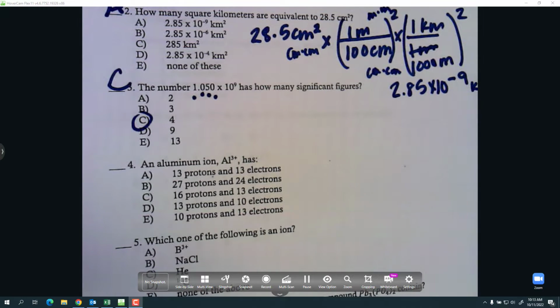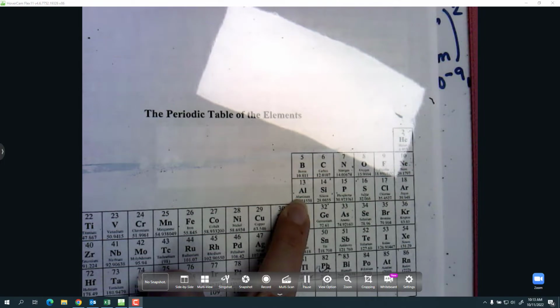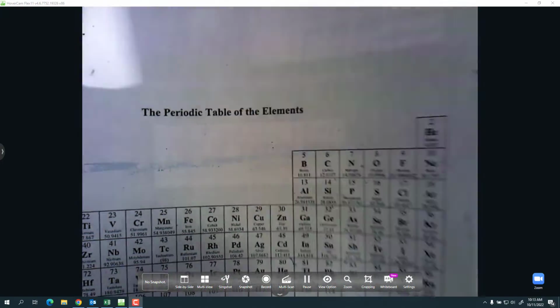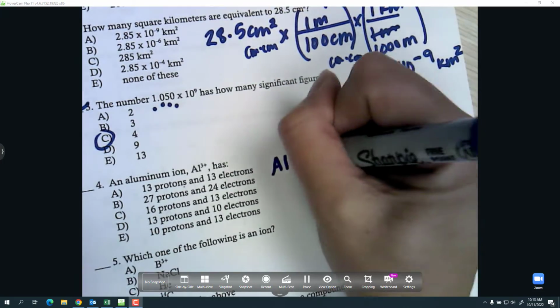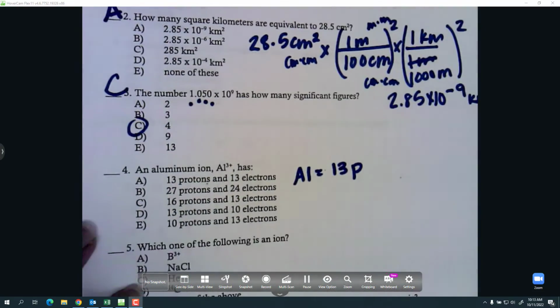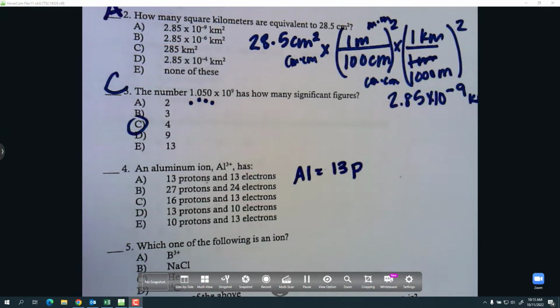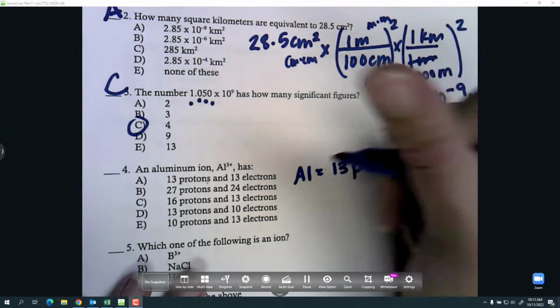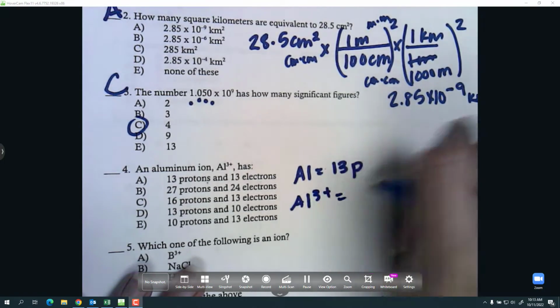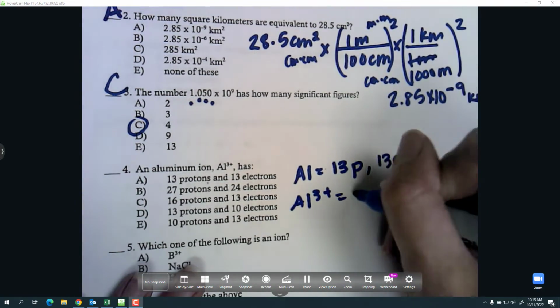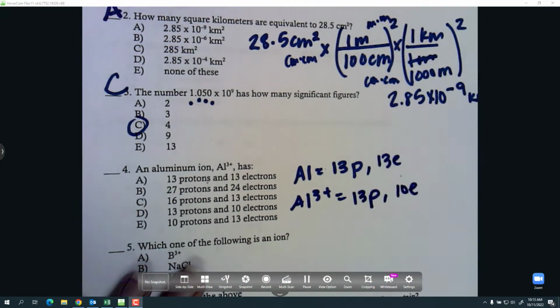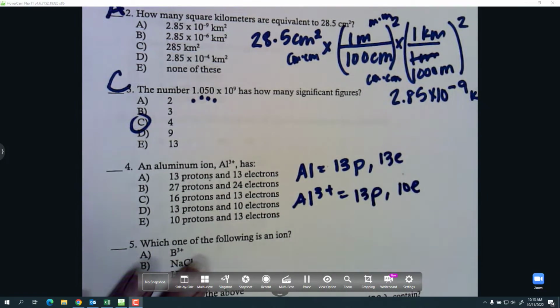All right, aluminum, 3+. So let me just think about, hold on, I'm grabbing my periodic table here. Whoops, knocking things down. Aluminum, 13. That's how many protons it has. An aluminum atom would have 13 protons and 13 electrons. An aluminum 3+ ion has to have 3 extra protons, so it has to be missing 3 electrons.